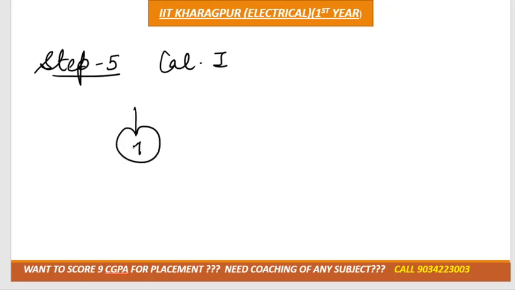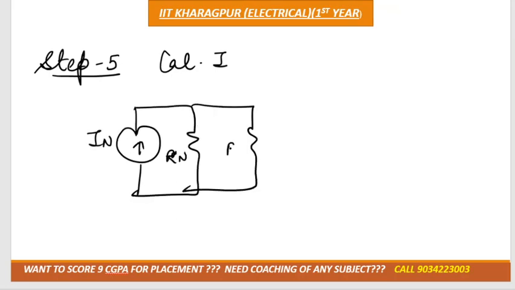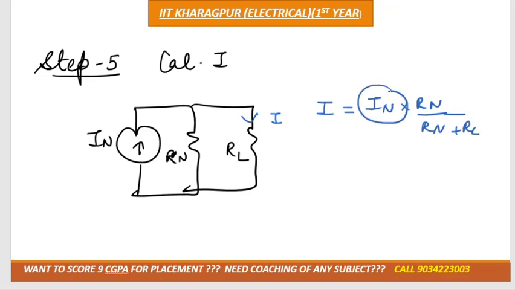We calculated Norton current, so we mark IN. We calculated Norton resistance, so we mark RN, and then connect RL back. Now we need to calculate current. The formula for that would be I equals IN times RN divided by RN plus RL, right? IN we already know, RN we already calculated, RL we already know, 8 ohm. We just substitute the values and then we will get the value for the current. Understood?